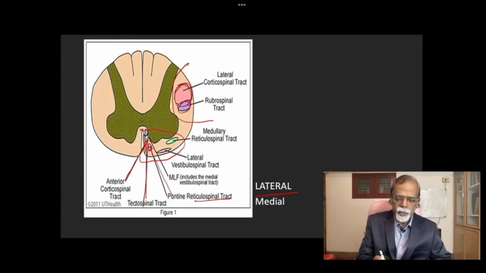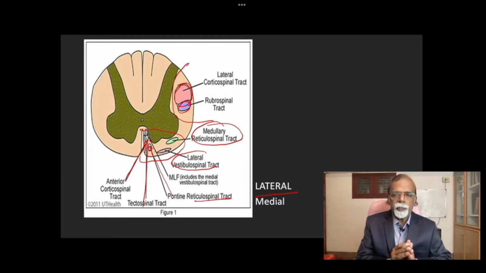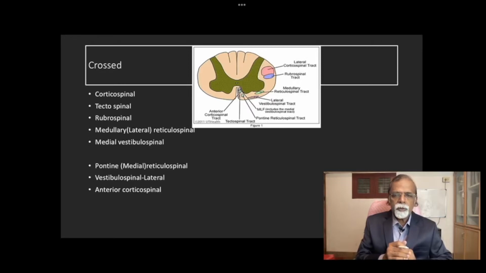Then there is the vestibulospinal pathway and the medullary reticulospinal pathway. These are situated medially. So this is how you group the tracts. To recap, the crossed fibers are the lateral corticospinal, tectospinal, rubrospinal, the medullary reticulospinal pathway and the medial vestibulospinal.